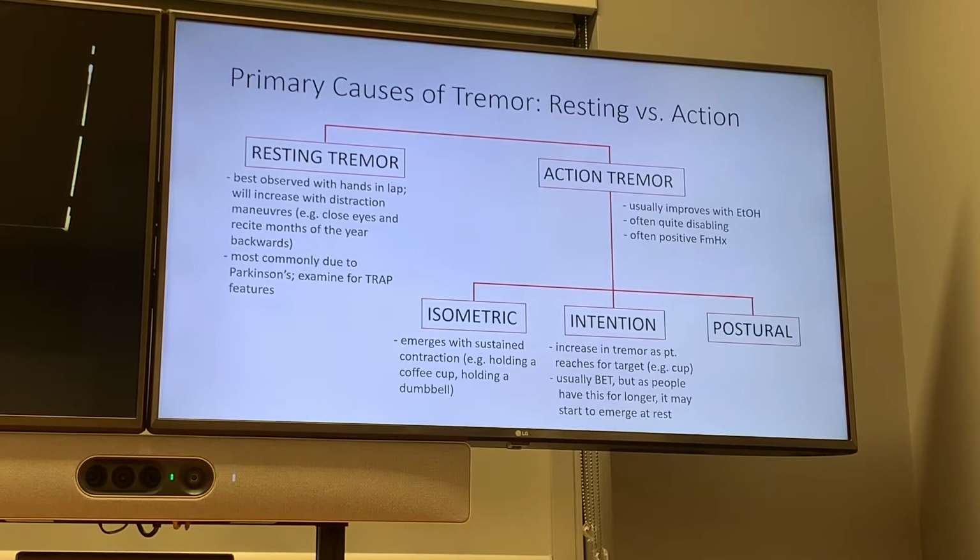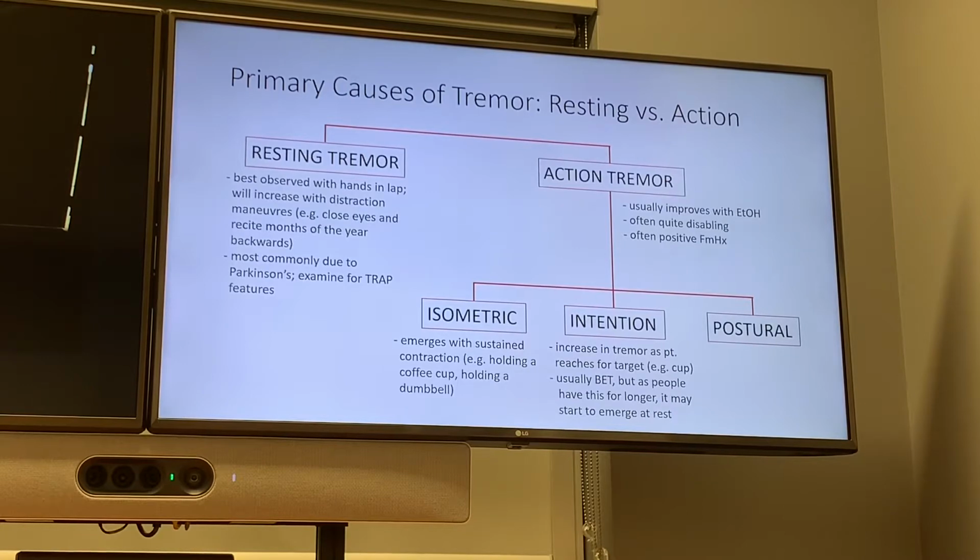So first of all, you would divide it into resting and action tremors. The resting tremor you can observe best with the patient's hands in their lap, so they would just rest them in their lap. You can provoke this tremor with distraction maneuvers, especially if it's very subtle. So my favorite one is to close your eyes and recite the months of the year backwards. Often that will really exaggerate the amplitude of the tremor, which makes it easier to identify.